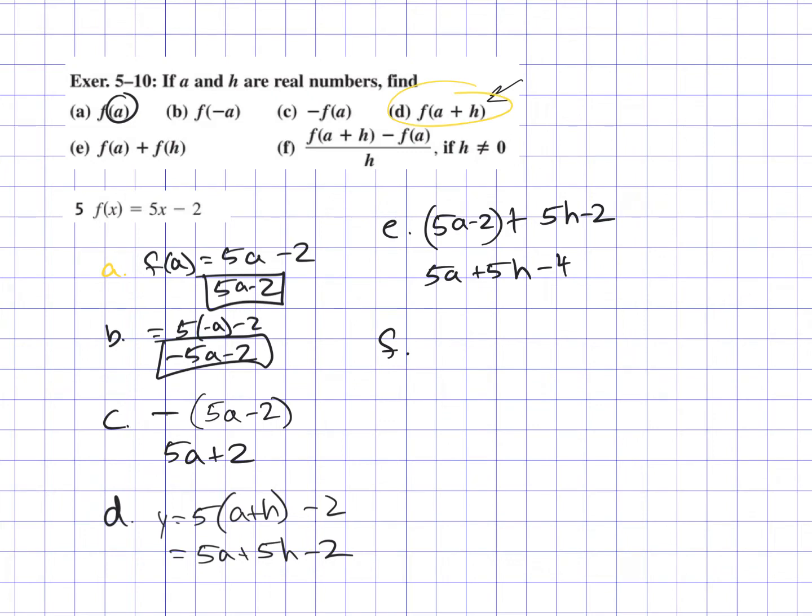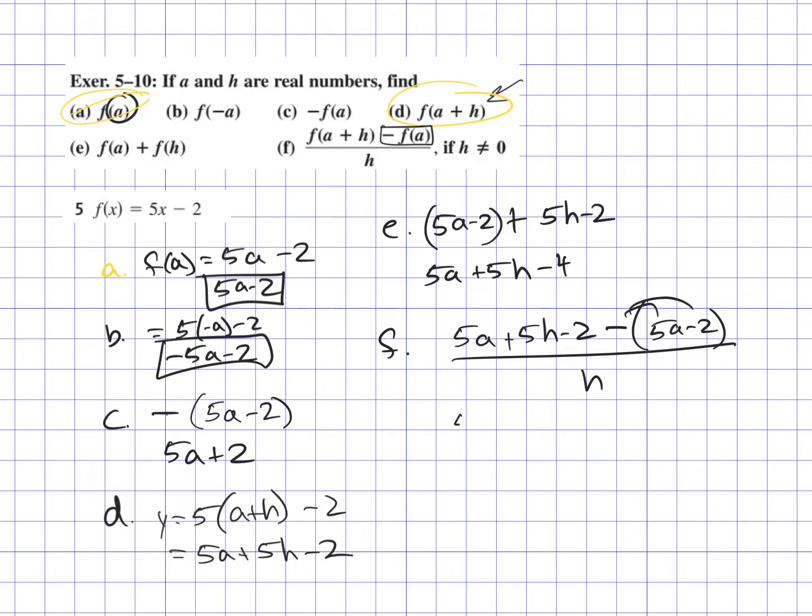And so that's the first part. And then f of A we have in part A, and then divided by H. So all we have to do is put those answers. So part D's answer was 5A plus 5H minus 2. And then we have a minus f of A, which is part A. So minus the whole thing, 5A minus 2. Be careful, it's a group, all over H.